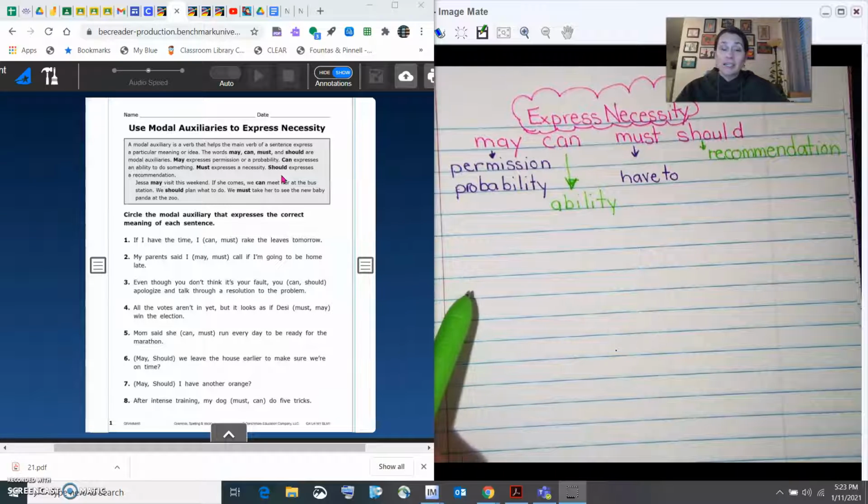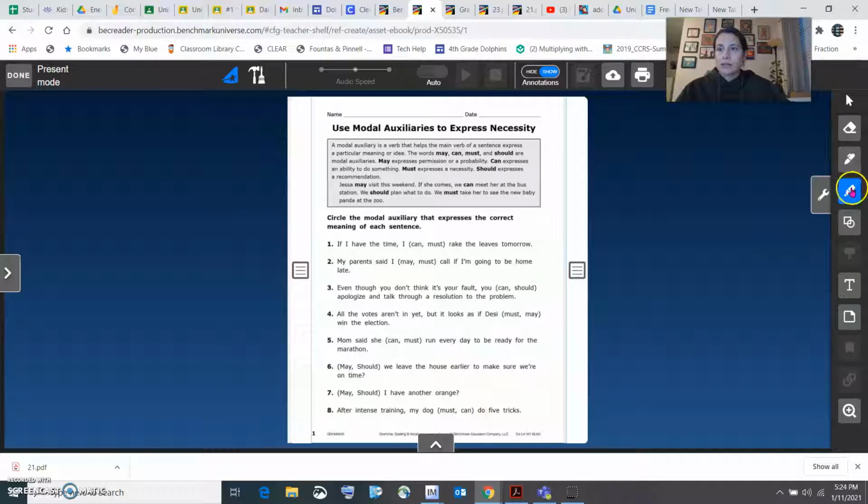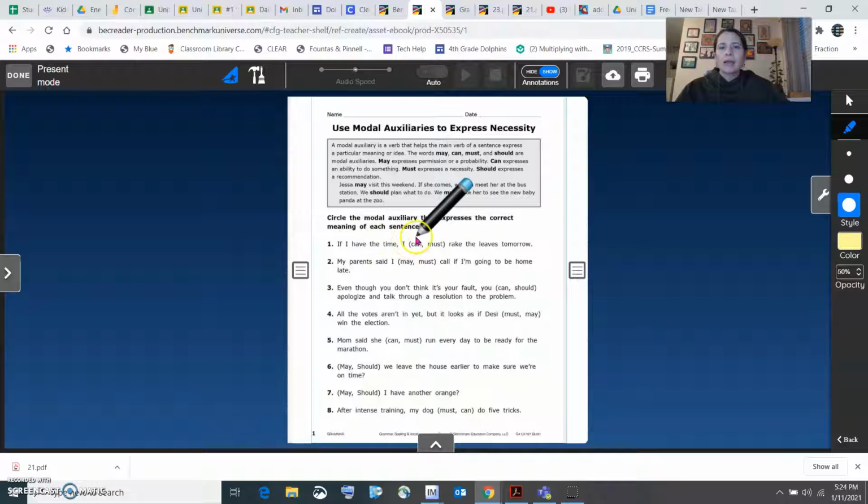So on these sentences that we're going to be doing, we're going to be talking about what would be better. I'm going to make it bigger. And I'm going to get my highlighter tools out. All right, so it says circle. I think I'm going to just highlight. I'm not going to circle. We'll see how I do with my mouse here. It says, now when you do this, my recommendation is to read each word in the sentence and see which one sounds better. If I have the time, I can rake the leaves tomorrow, or if I have the time, I must rake the leaves tomorrow.